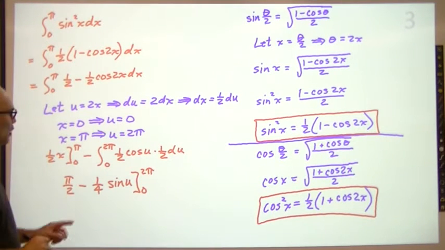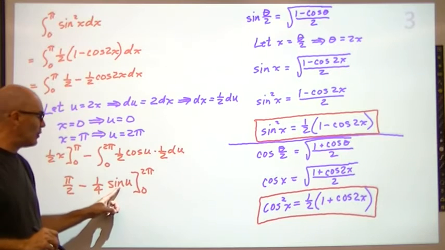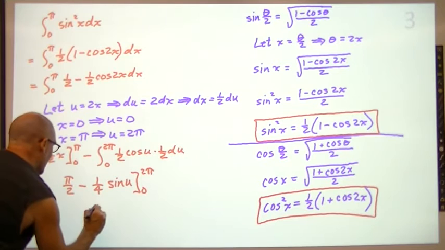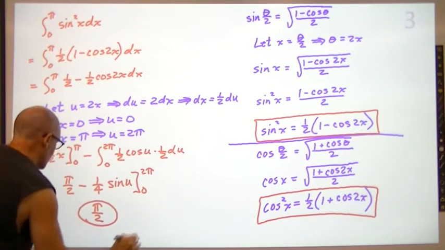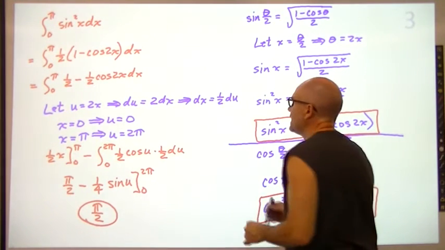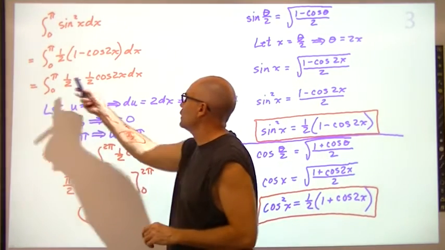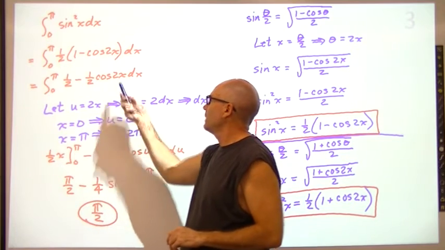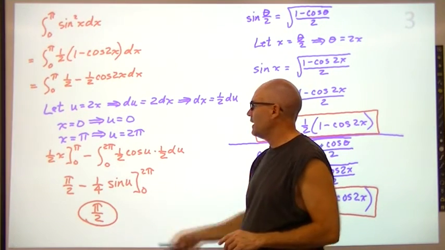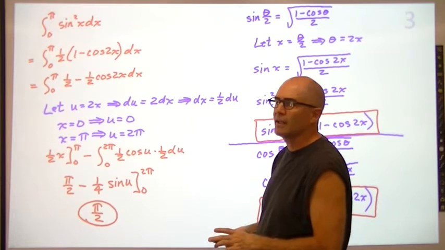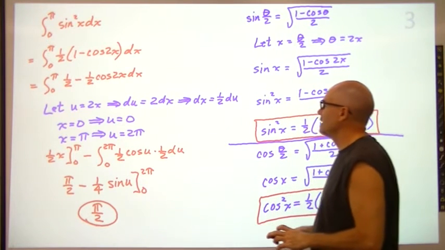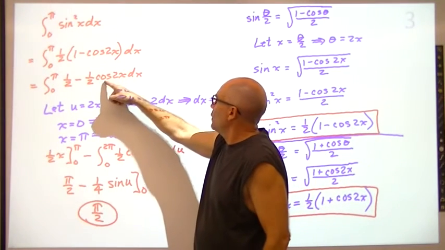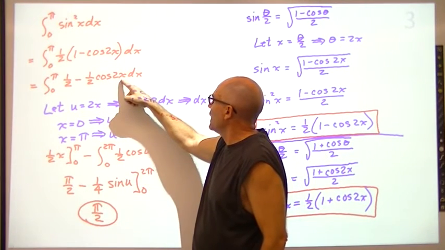Okay, now notice sine of 2 pi is 0 and sine of 0 is 0, so this whole thing just becomes pi over 2. Okay, so notice I didn't want to do the u substitution on both integrals, only on the second integral, so I end up with pi over 2 minus 0. That's it. Game over.